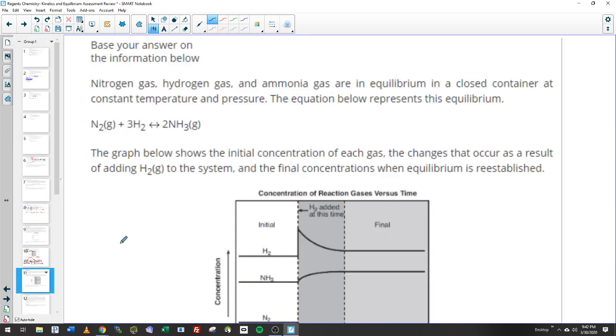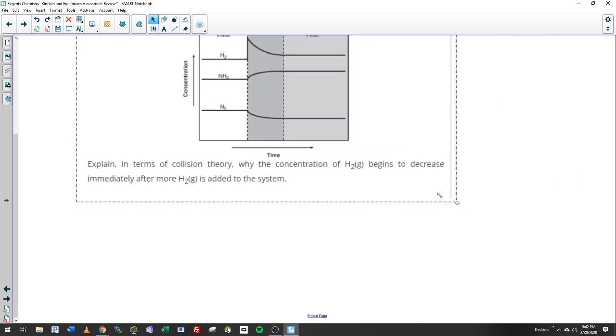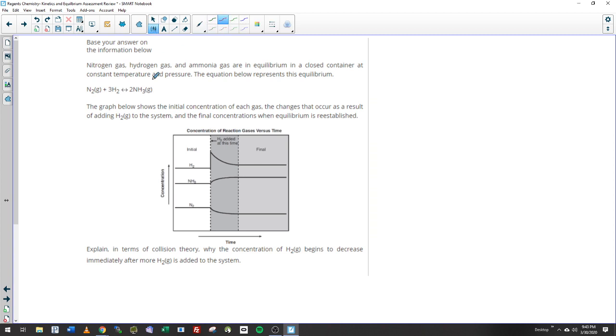Let me shrink this down. Here's the equation. I'm going to cut this reaction in half. Explain in terms of collision theory why the concentration of N2 decreases when more H2 is added. So let's do the shift. If there's more H2, there's more ammonia, which means we have less nitrogen. This question is asking you why, and you have to talk about collisions.